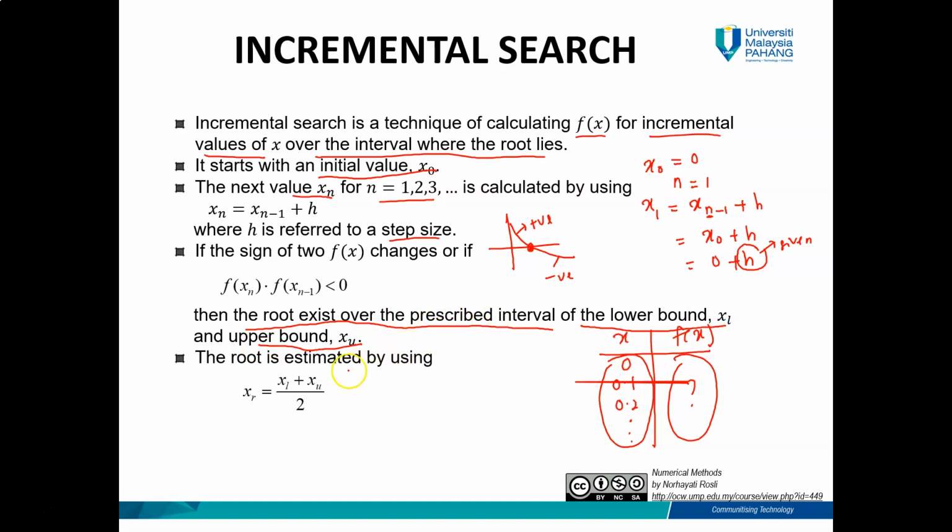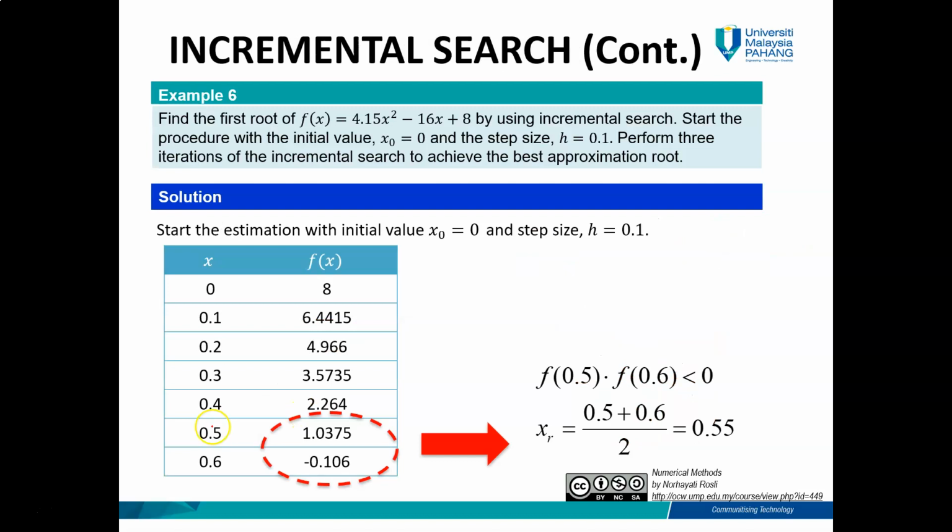And then how can we estimate the root? We can use the formula xr equals (xl plus xu) divided by 2. So class, we go to this example to make sure we understand this well. For example 6, we need to find the root of f(x) equals 4.15x squared minus 16x plus 8 by using incremental search. Start the procedure with initial value x0 equal to 0 and step size h equal to 0.1. And you need to perform 3 iterations of the incremental search to achieve the best approximation of the root.